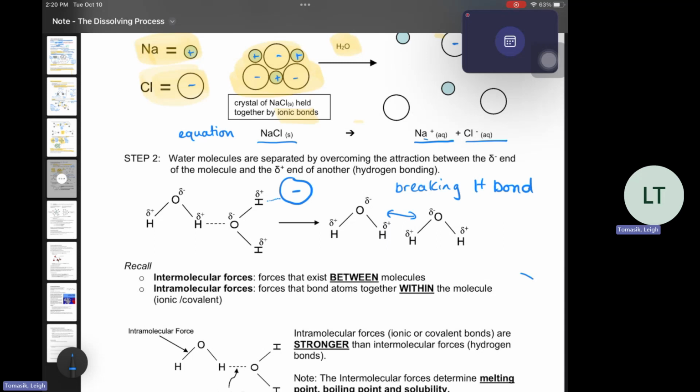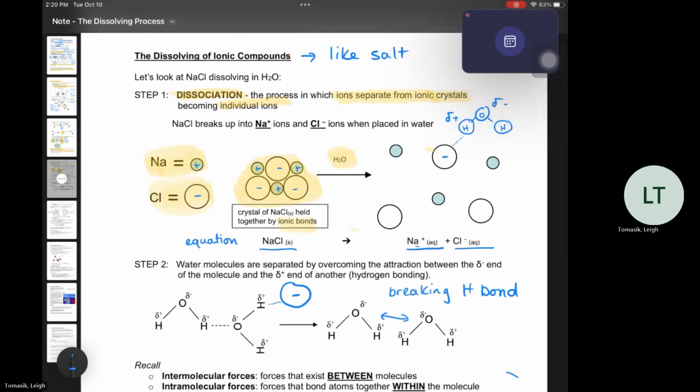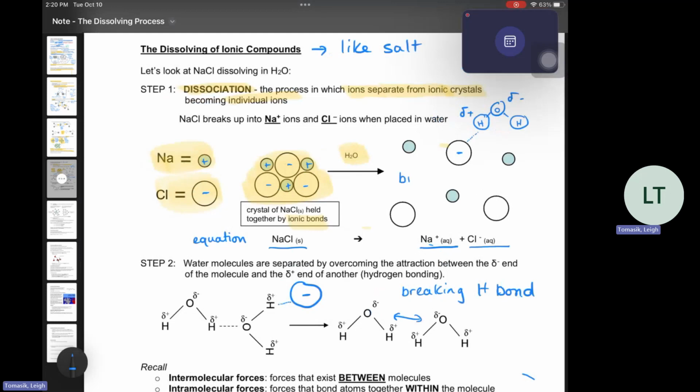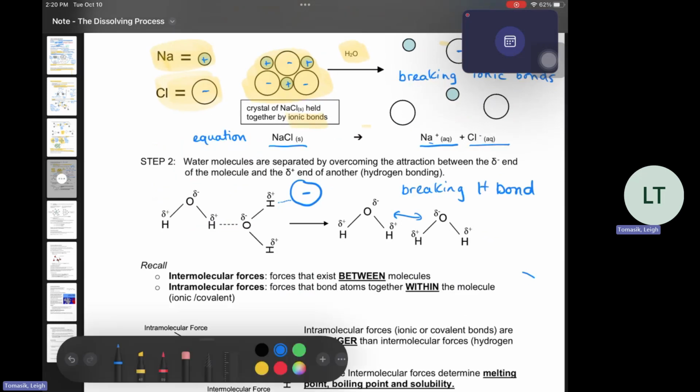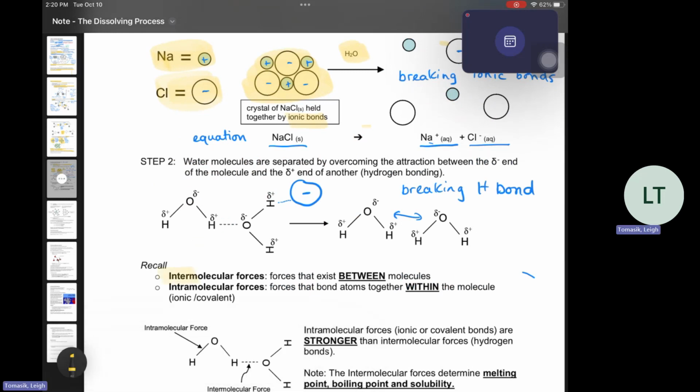Now those two water molecules can move away from each other. So in this step we are breaking the ionic bonds, and here we're breaking the hydrogen bonds. Hydrogen bonds are called intermolecular forces, forces between molecules. We are not breaking the bonds holding the oxygen to the hydrogen. We're not breaking those. We're breaking the bonds that go between molecules. The water will stay as one oxygen attached to two hydrogens.